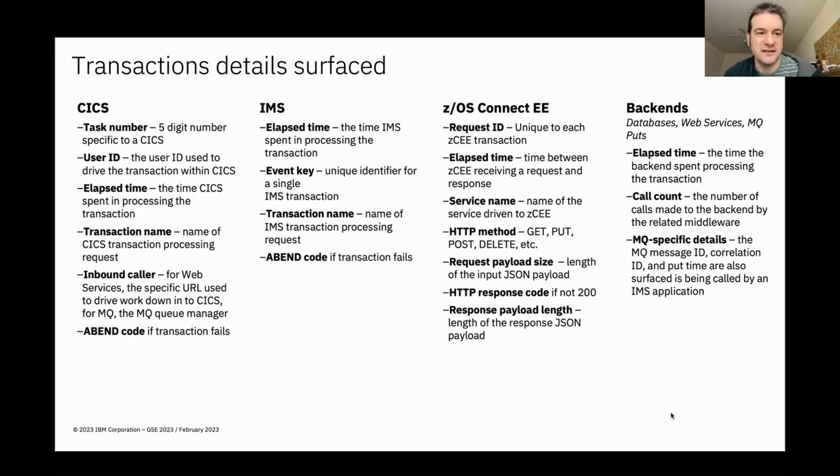So taking KICS as an example, we capture the task number, the user ID it was executed under, the elapsed time of the transaction as it spent through KICS, and where it came from and where it was routed to. If there's any kind of abend code issued, we would capture that as well. So that's just essential information to say, look, this is what this transaction did.